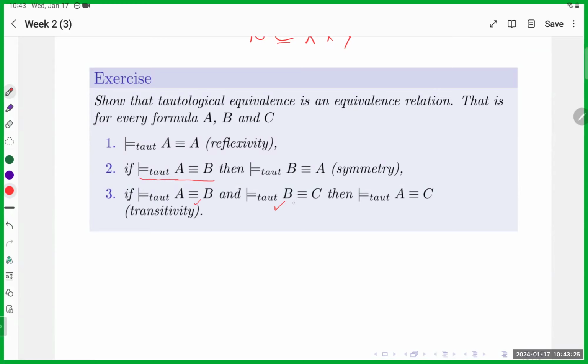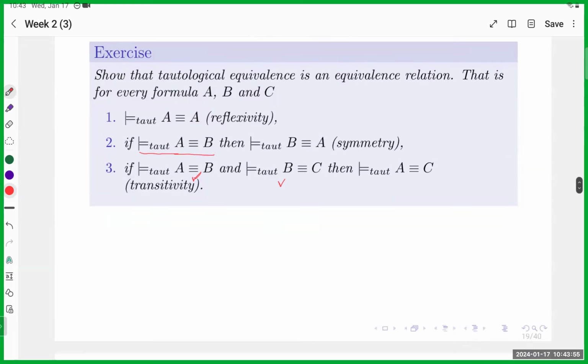Again, think about this with the definitions. This implies A and B have the same truth values in all states. This one says B and C have the same truth value in all states. Put these two together, A and C have the same truth values in all the states. So A is tautologically equivalent to C. All right, again, the proofs are really one sentence, most of them, at least the first two. The third one, maybe two or three sentences.